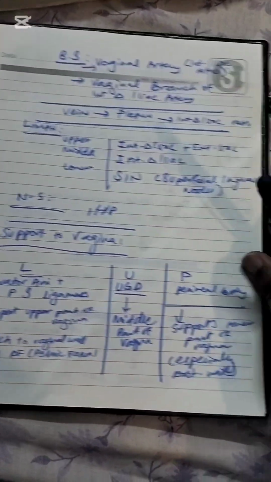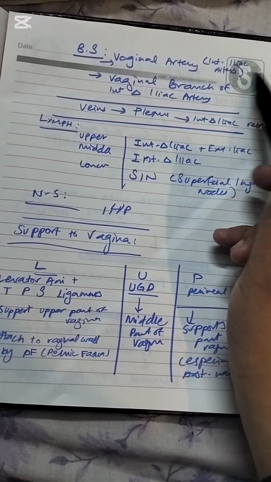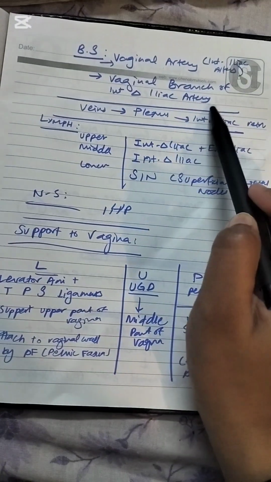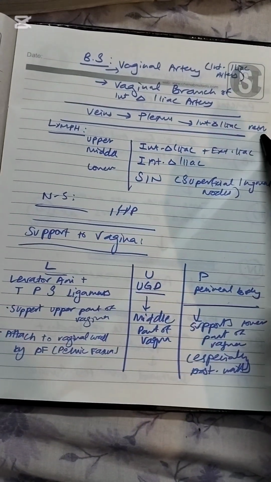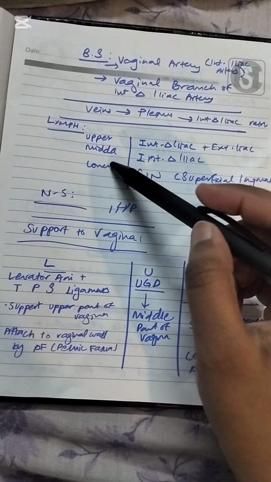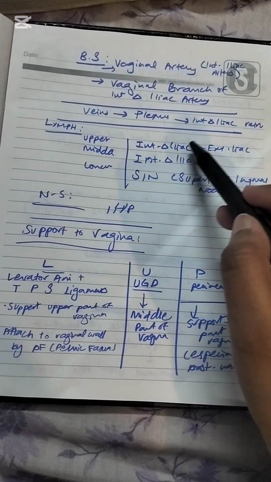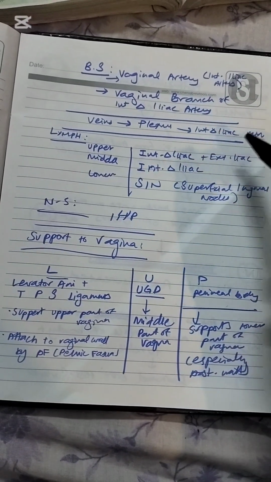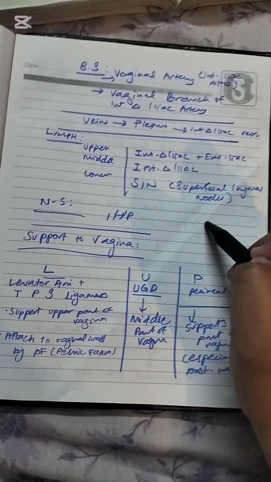Now let's talk about the blood supply of the vagina, which is through the vaginal artery, which comes from the internal iliac artery and also from the vaginal branch of the internal iliac artery. The veins form a plexus and drain into the internal iliac veins. For the lymphatics, I have an upper, middle, and lower part. The upper one third is drained by the internal iliac and external iliac lymph nodes. The middle one third is drained by the internal iliac lymph nodes, and the lower one third is drained by the superficial inguinal lymph nodes. Now let's talk about the nerve supply.